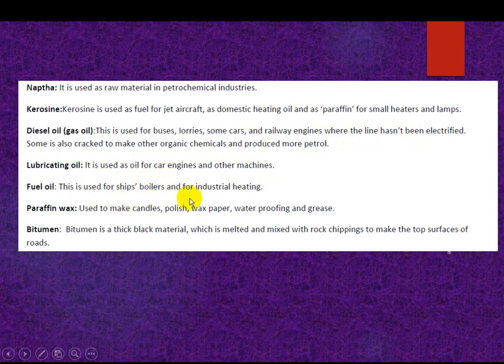boilers, and industrial heating. Paraffin wax is used to make candles, polish, wax paper, waterproofing, and grease. Bitumen is used for road construction. Bitumen is a thick black material which is melted and mixed with rock chippings to make the top surface of roads.